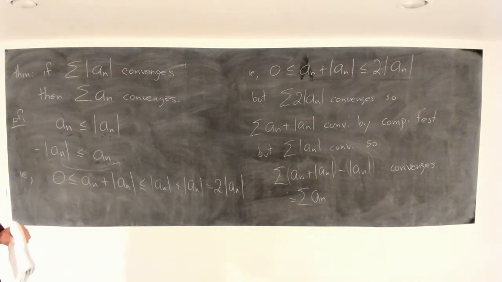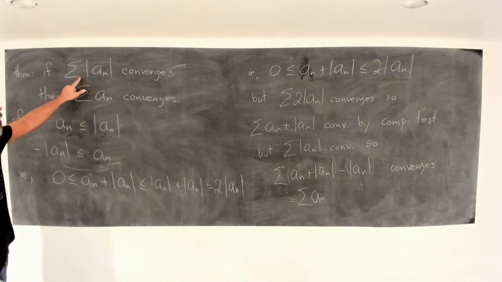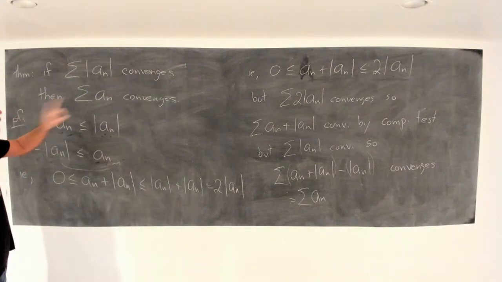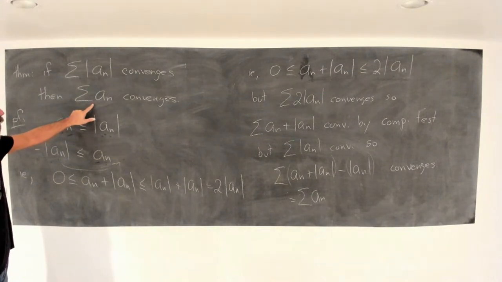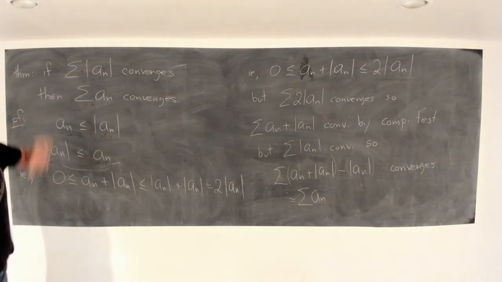Chloe is asking, does that mean if the series of absolute values diverges, so does the series of an? It does not mean that, right? So if this converges, then that converges. If this diverges, then that diverges.